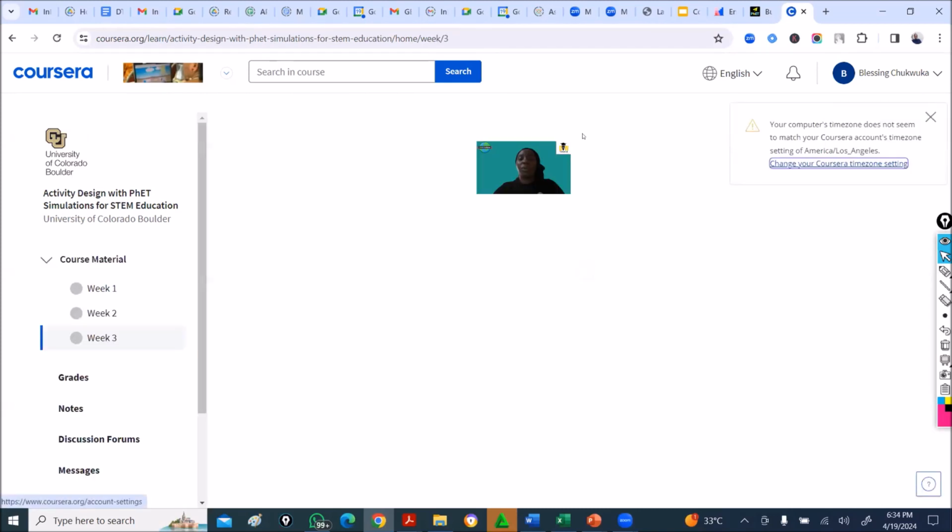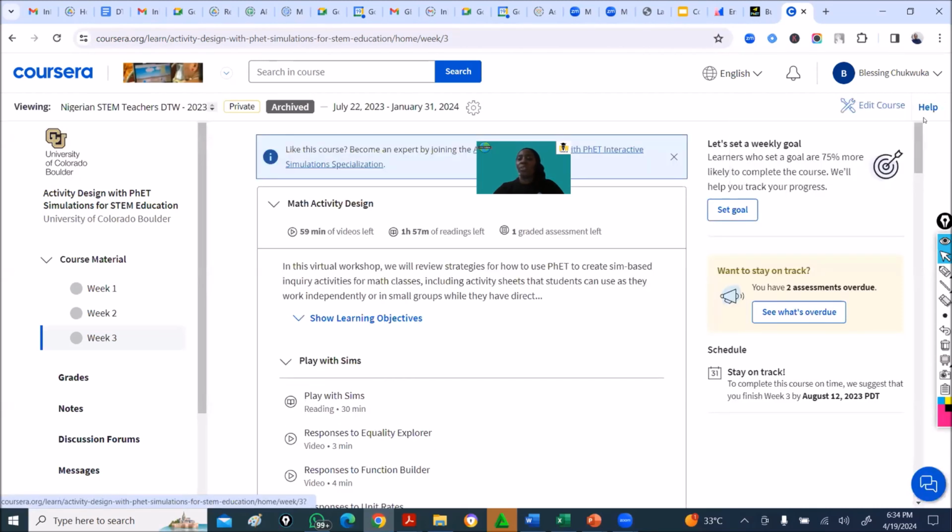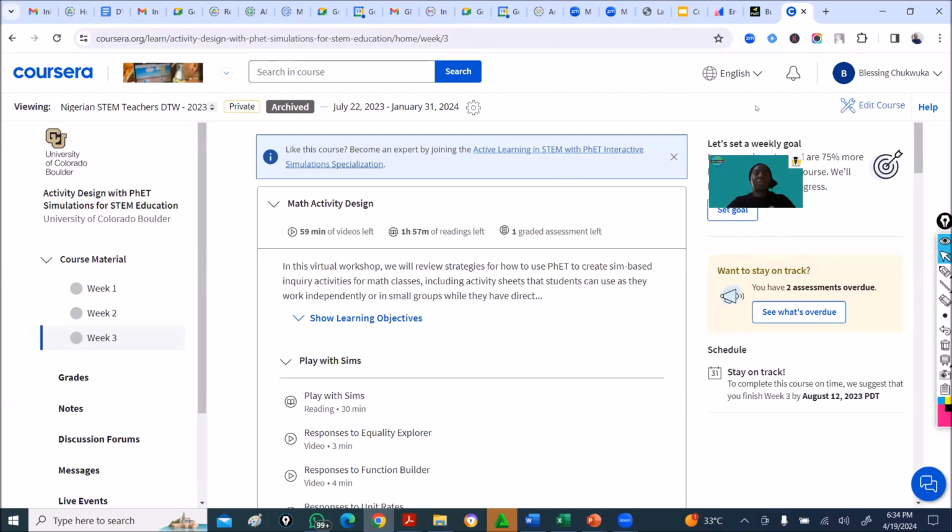So someone was asking about this time zone. Just close it. Nothing's going to happen. Just close it. It's time zone, time setting stuff. Just close it, okay? Nothing's going to happen.